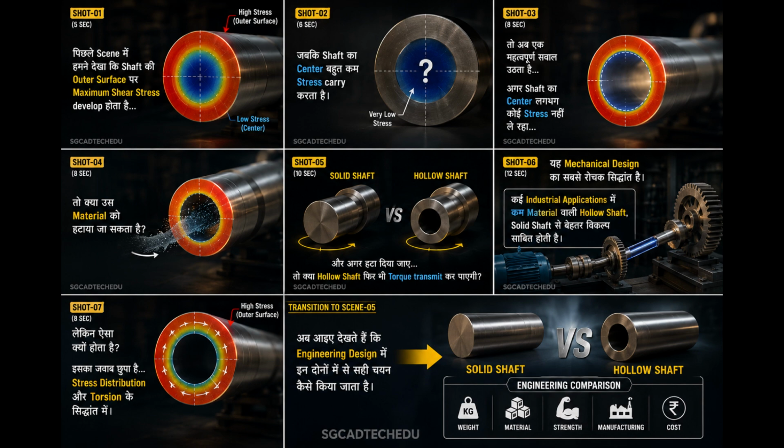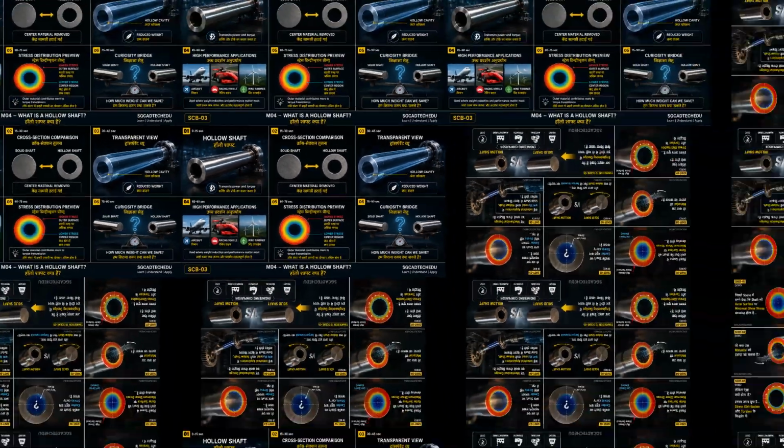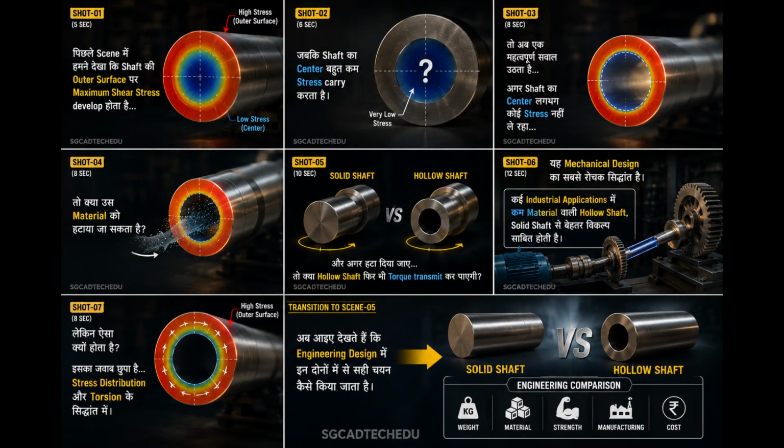In the previous section, we observed that the maximum torsional shear stress develops at the outer surface of the shaft, while the material near the center experiences very little stress. This naturally raises an important engineering question. If the center of the shaft carries very little stress, do we really need all that material? Suppose we remove the material from the center. Will the shaft still be able to transmit torque safely and efficiently? This is exactly where the concept of the hollow shaft begins.